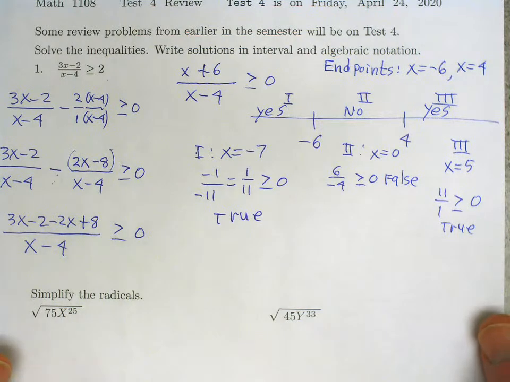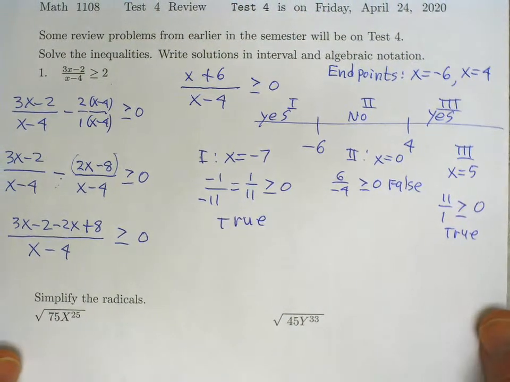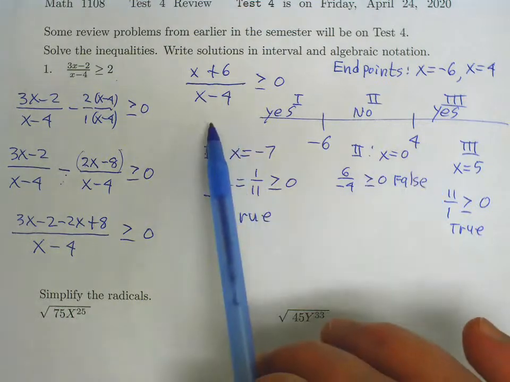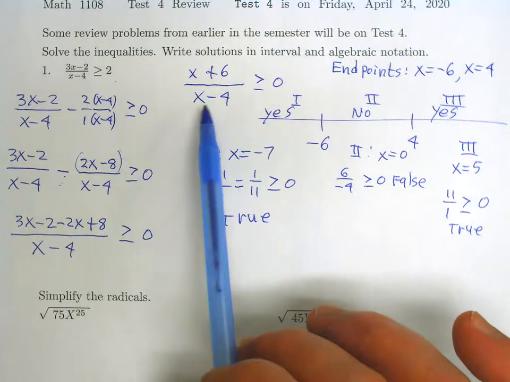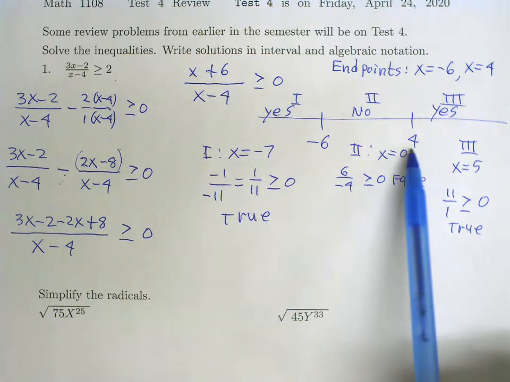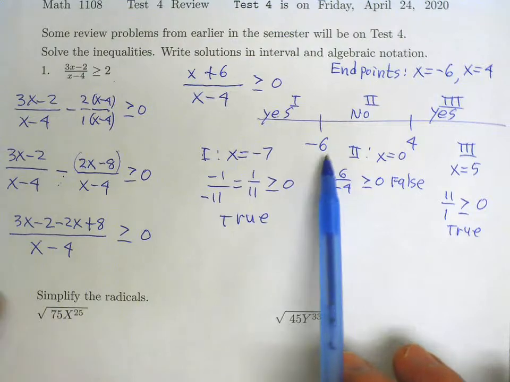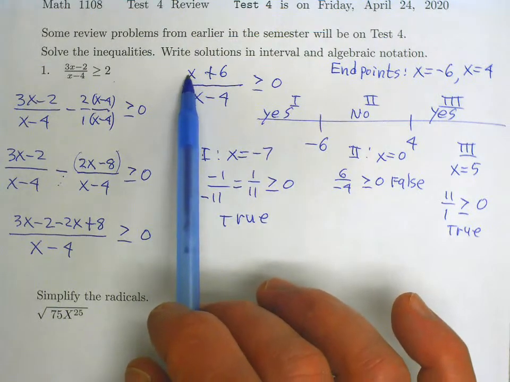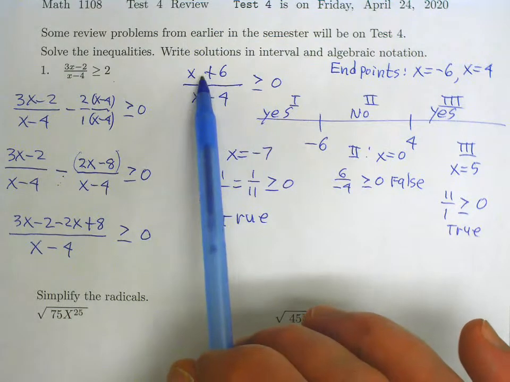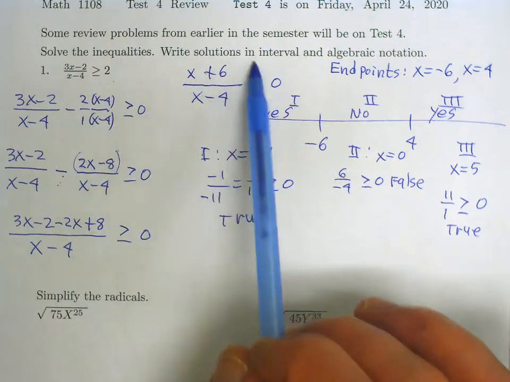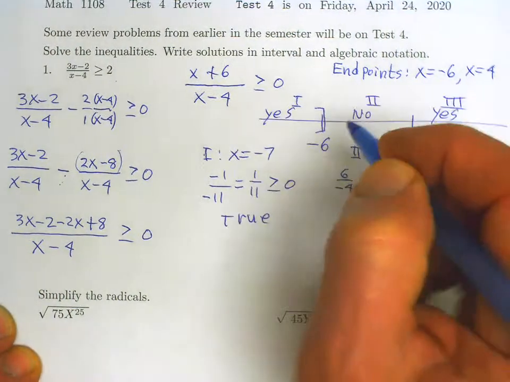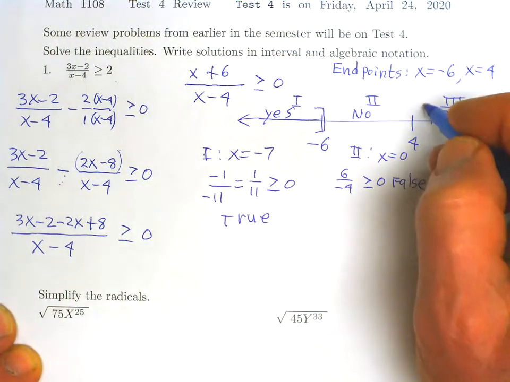Remember that endpoints that come from denominators are never included. So 4 is excluded from the solution set. Negative 6 is the endpoint that comes from the numerator. And that will be included because when the numerator is 0, 0 greater than or equal to 0 is true. So graphically, we put a bracket at negative 6, but we put a parenthesis at 4.